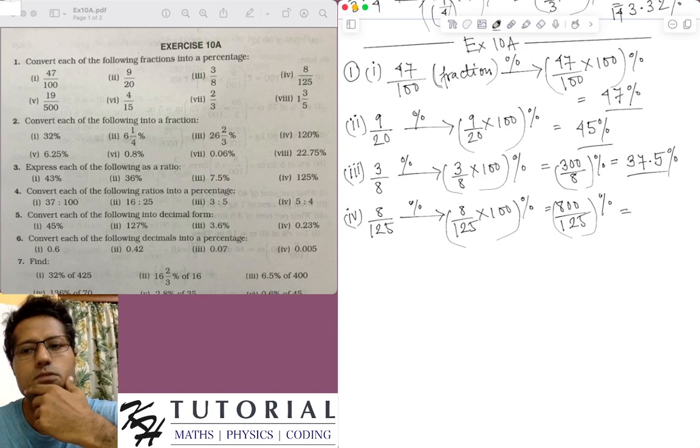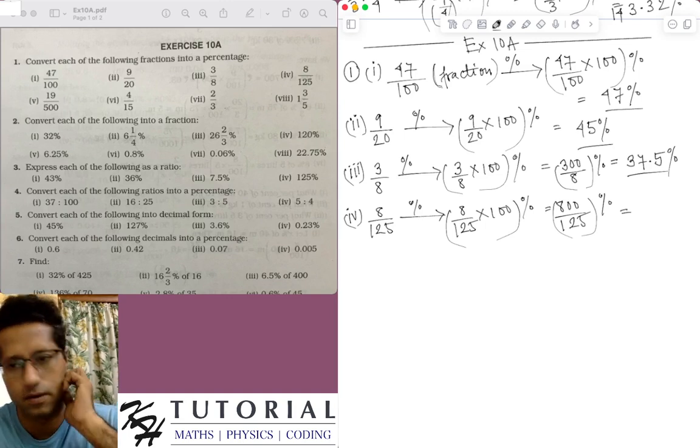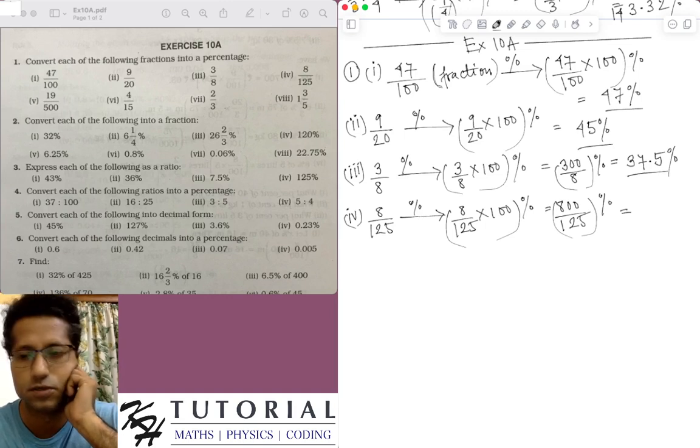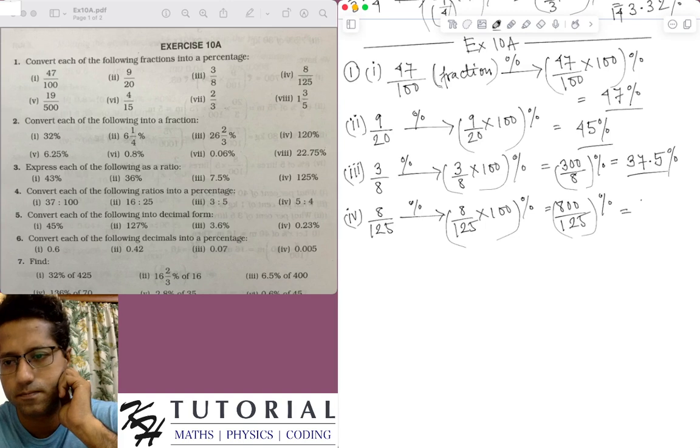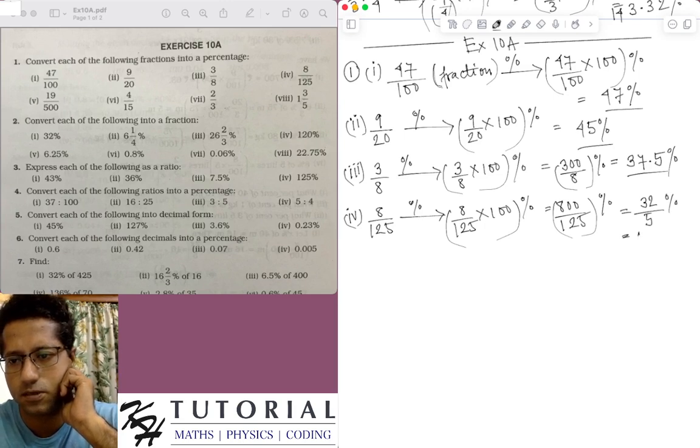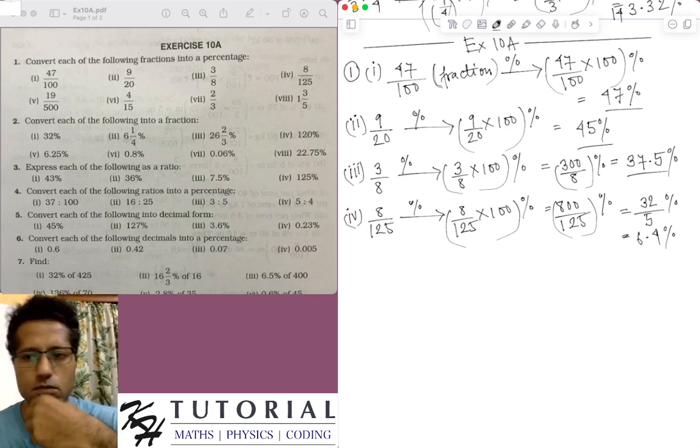25. Okay, so 25 divides 100 with 4. So if I divide 800 with 25, it will be 32, I guess. 32, and 25 divides 125 with 5. 32 by 5 percentage. This is 6.4 percentage. So this is the process that you have to calculate.